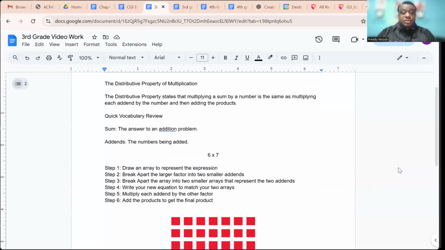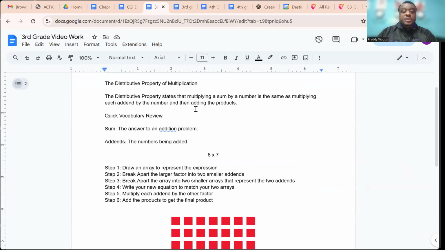I want to take some time to go over the distributive property. I think this is a real good property that's going to help us, especially when we're multiplying big numbers. Because one thing I noticed is that when we multiply big numbers, that's when we make most of our mistakes. So just a quick review.